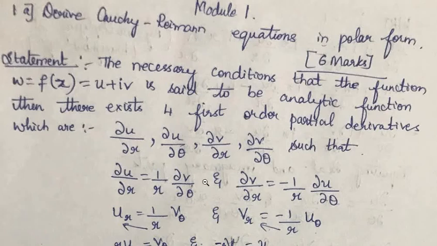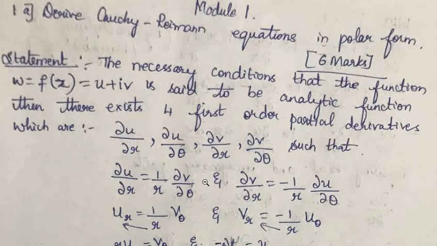Hello, today we are going to discuss the old model question paper, math module 1, first question A. For 6 marks they have asked this question: derive Cauchy-Riemann equation in polar form. So what is the statement you have to write, and also the proof.